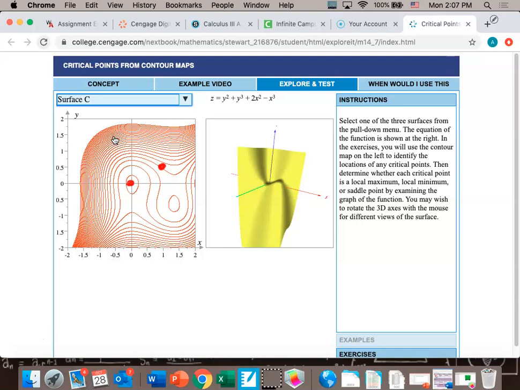Okay, so this one, let's see, what have we got going on here? We have a point here, and an interesting point looks like right over here. Maybe we've got a saddle thing going on somewhere in between. It's hard to tell. Maybe if I turn it like that. There we go.